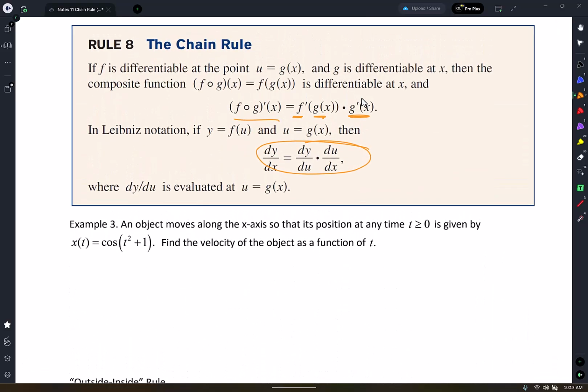An object moves along the x-axis so that its position at any time t greater than or equal to 0 is given by x of t equals cosine of t squared plus 1. Find the velocity of the object as a function of t. I don't even know if we have enough experience to know that. What's the derivative of position? The derivative of position with respect to time.